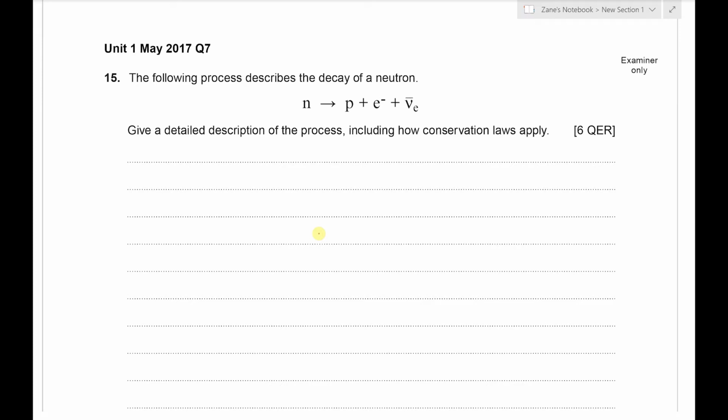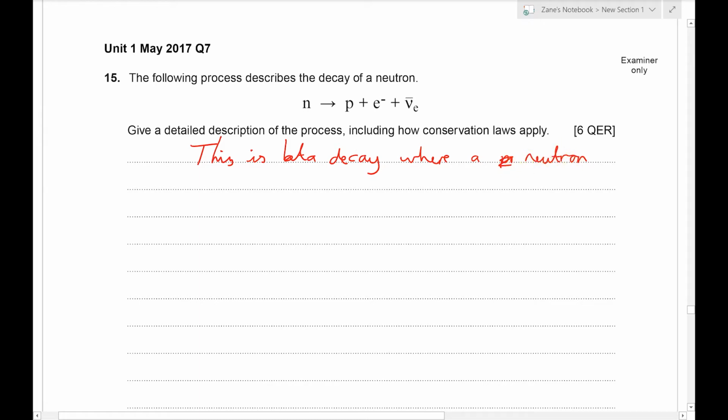So what I'm going to do first of all is simply state what's happening here. This is actually a beta decay, where a neutron decays to become a proton, an electron, and an electron antineutrino.